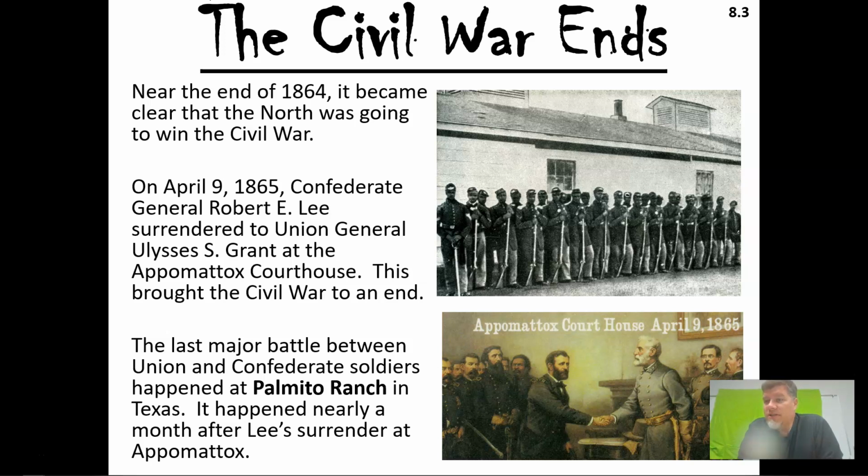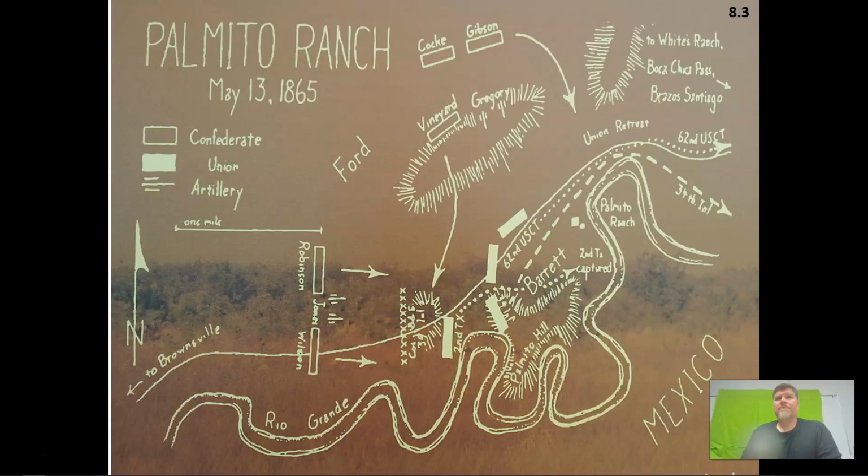There's news that travels slowly still at this time. Now, there are telegraph lines, and news can travel really fast in some places, but only where the infrastructure has been set up. Needless to say, in much of Texas, there's no telegraph line, and so the news of the end of the war has not traveled to this part of Texas, and so the Battle of Palmito Ranch happens after the surrender of Robert E. Lee.